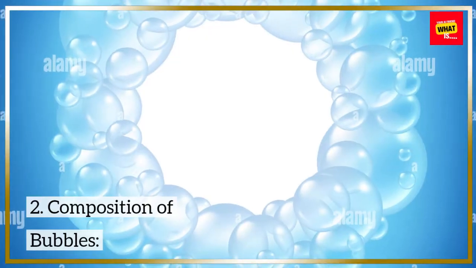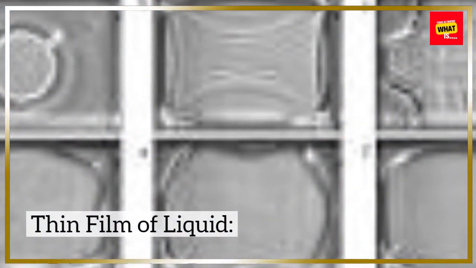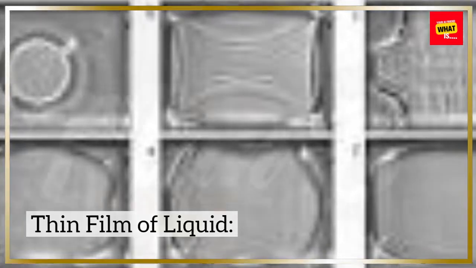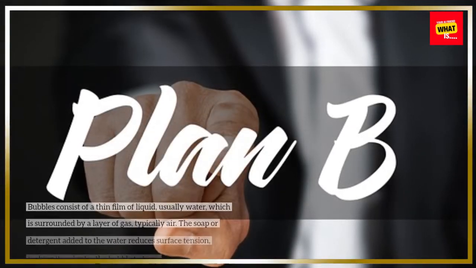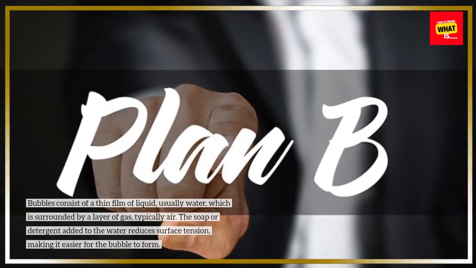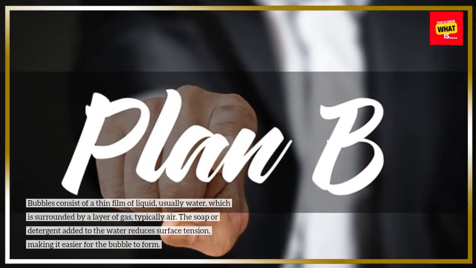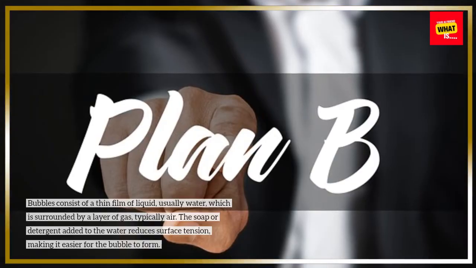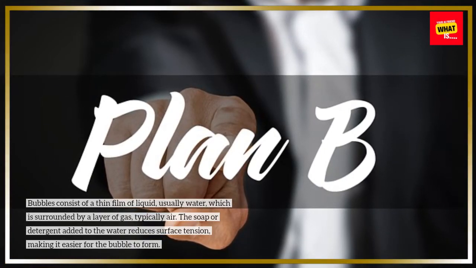2. Composition of bubbles. Thin film of liquid. Bubbles consist of a thin film of liquid, usually water, which is surrounded by a layer of gas, typically air. The soap or detergent added to the water reduces surface tension, making it easier for the bubble to form.